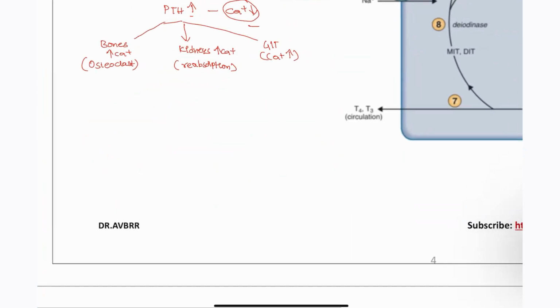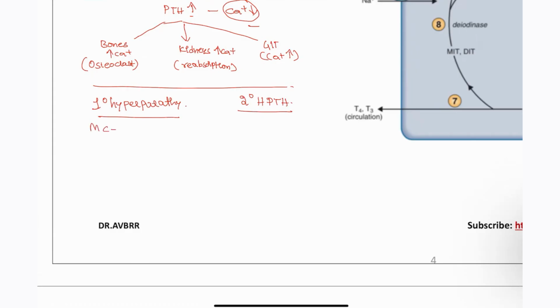Next, we have two different diseases of the parathyroid hormone. One is primary hyperparathyroidism, and the other is secondary hyperparathyroidism that we are going to see. So what is the main difference between these two? Primary is most commonly due to parathyroid adenoma only.